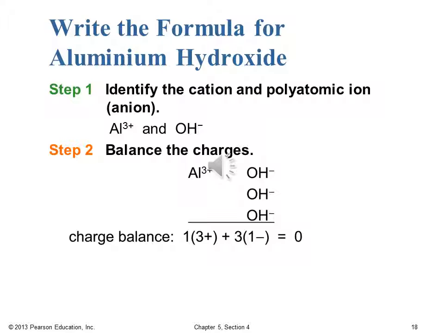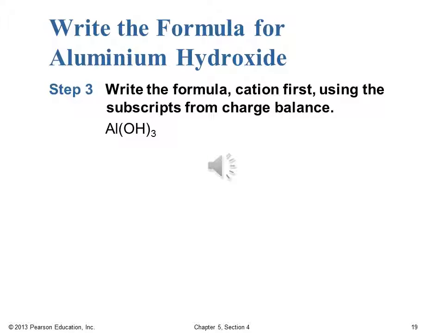So we get 3 positive charges from the 1 aluminum ion. That means we're going to need 3 of the hydroxide ions to get a total of 3- and a net 0 charge. Now finally, we're at step 3.